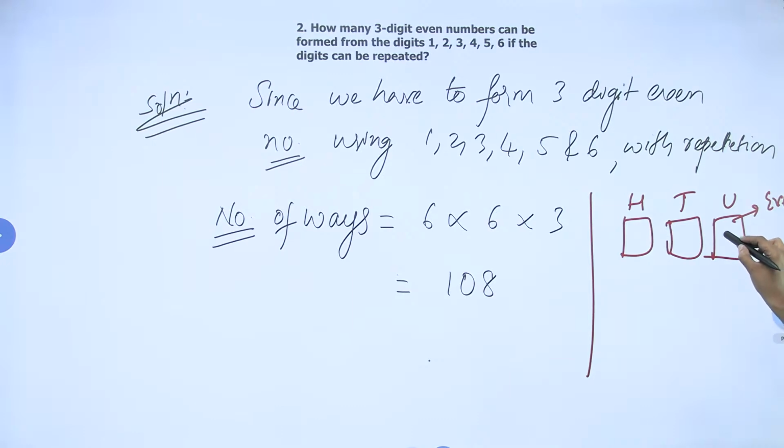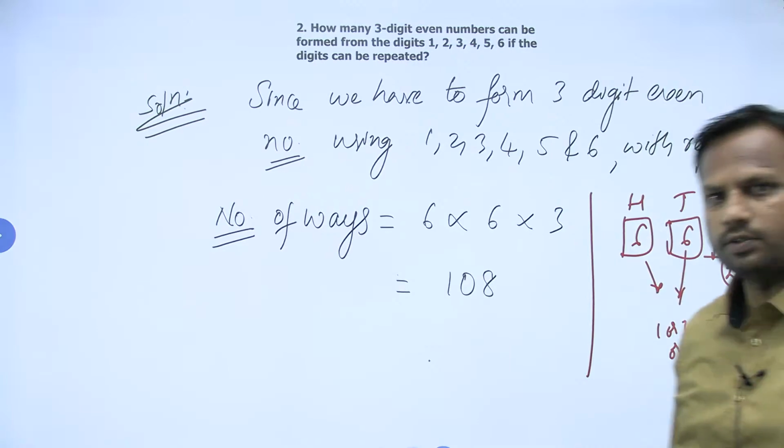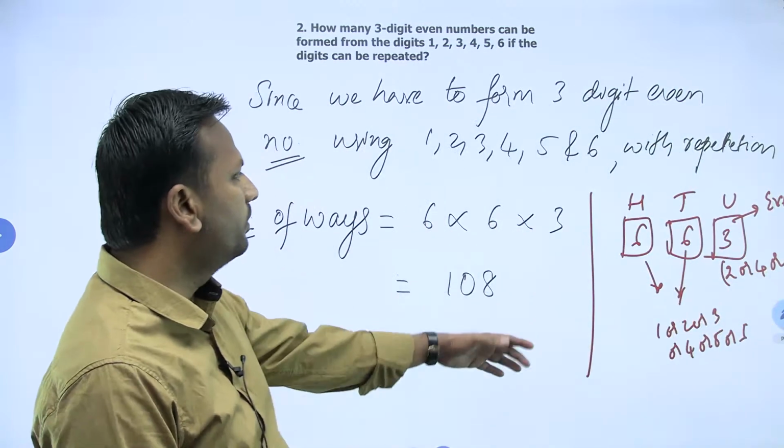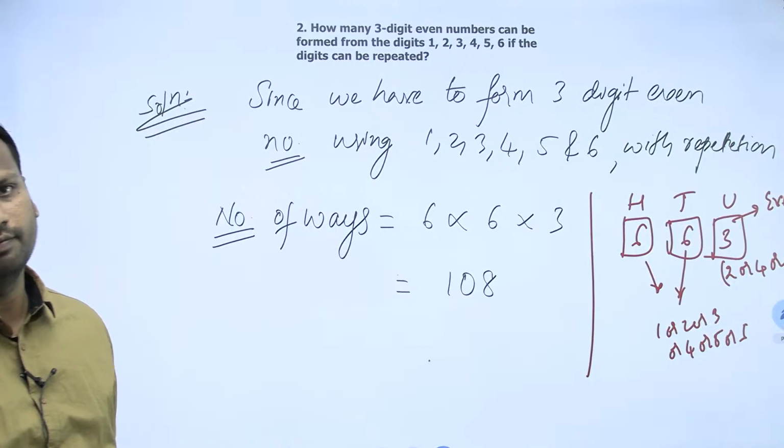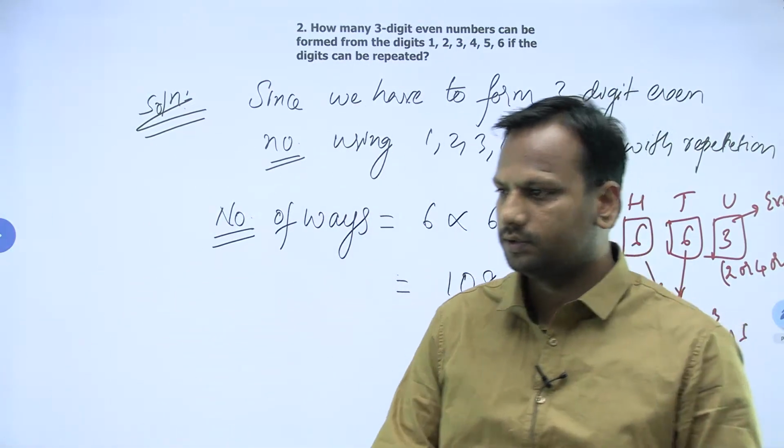In 3 ways here, and in 6 ways here. Here in 6 ways. What are the 3 ways? Either I can fill 2 or 4 or 6. In 6 ways means either I can fill 1 or 2 or 3 or 4 or 5 or 6. In the same sense, the 100th place also, with repetition they are saying. So in how many ways can you do it? In 108 ways you can form the 3-digit even numbers. So this is all about the second problem.